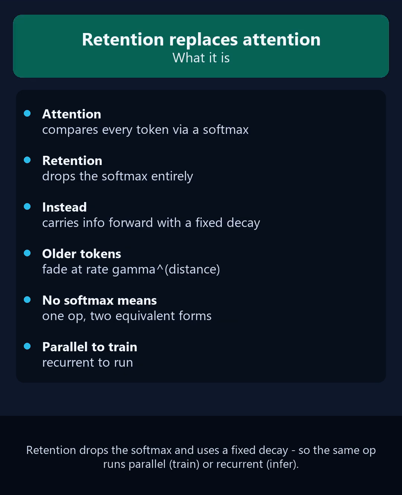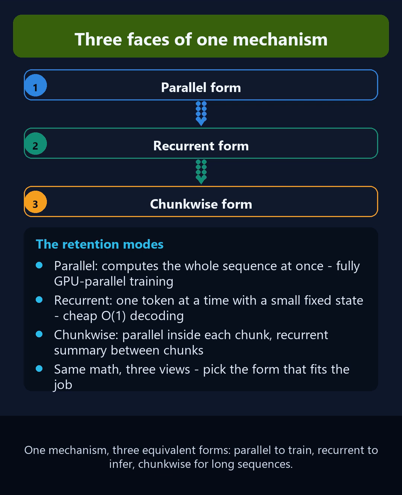RetNet's answer is to replace self-attention with a mechanism called retention. Attention compares every token with every other token through a softmax. Retention drops the softmax and instead carries information forward with a simple decay. Older tokens fade at a fixed rate. Because there is no softmax, the very same operation can be written as a parallel matrix form for training or as a step-by-step recurrence for inference. That equivalence gives retention three faces of one mechanism.